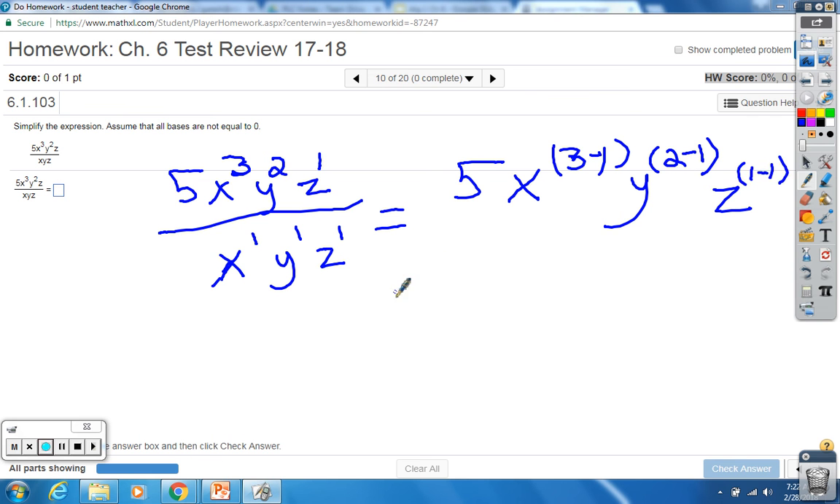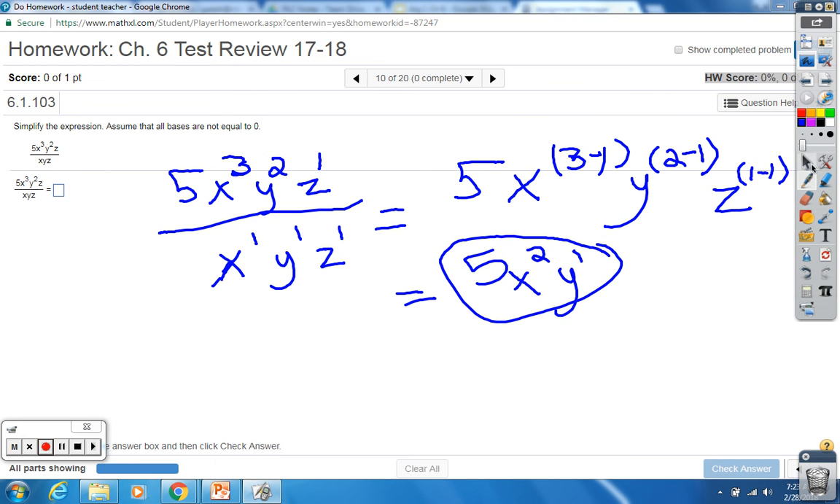Alright. So then we could simplify a bit. We got 5x, 3 minus 1 would be 2. Leave that as 2. Y, 2 minus 1 would be 1. So y to the first. But technically you don't have to put that first. And then z to the 1 minus 1, that would just be z to the 0. But since we know that anything to the 0 power is 1, I'm just not going to put that down there. Right. And then we'll just leave our answer as 5x to the second and y to the first.